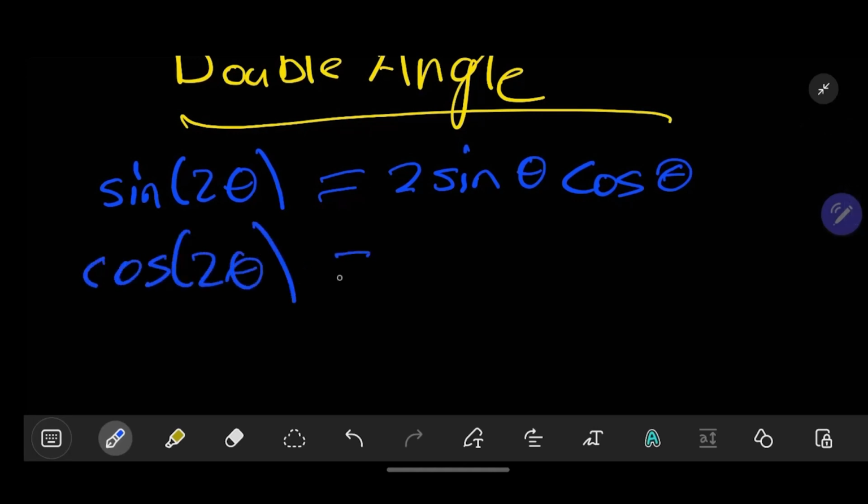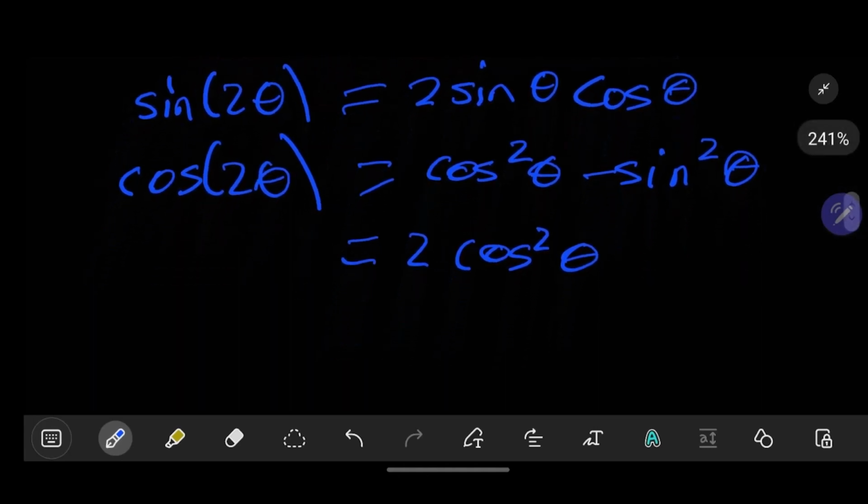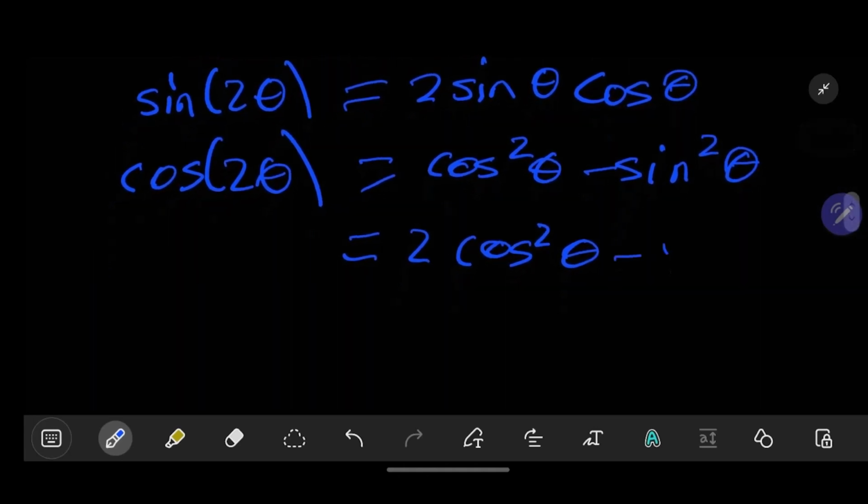So what's the difference here? So cos of 2 theta is equal to cos squared theta minus sine squared theta. Okay, and that can also equal 2 cos squared theta minus 1, or 1 minus 2 sine squared theta. Okay, so cos 2 theta can be equal to all of those.